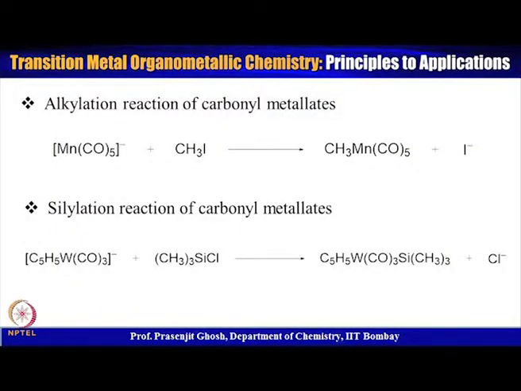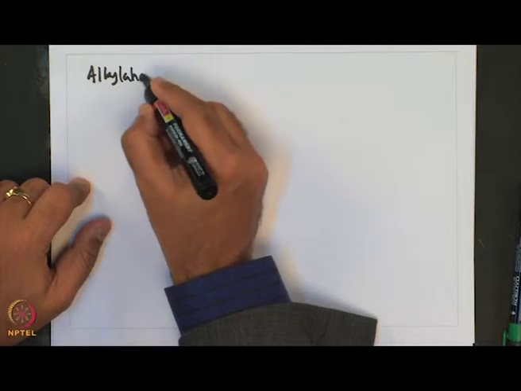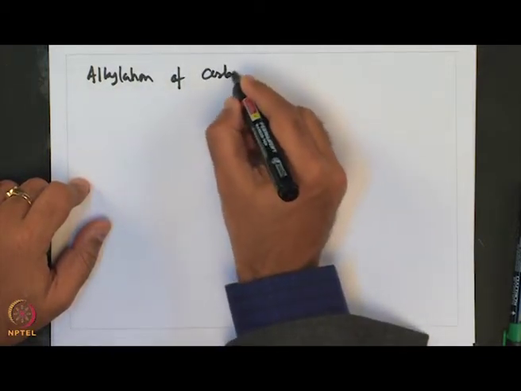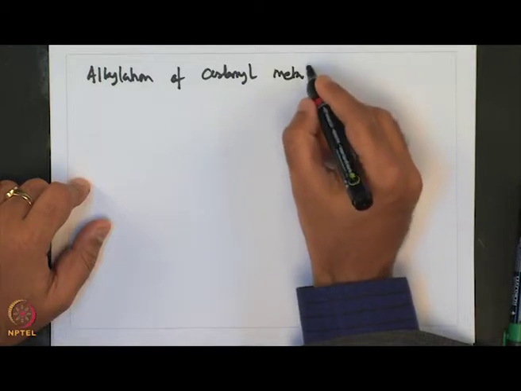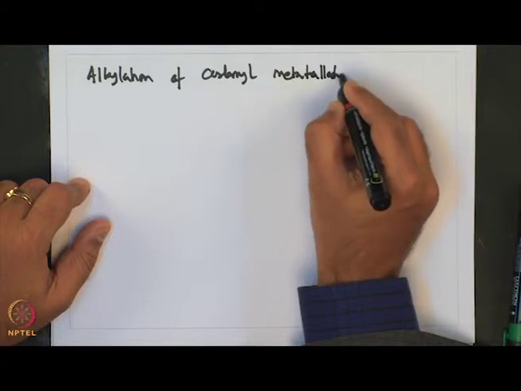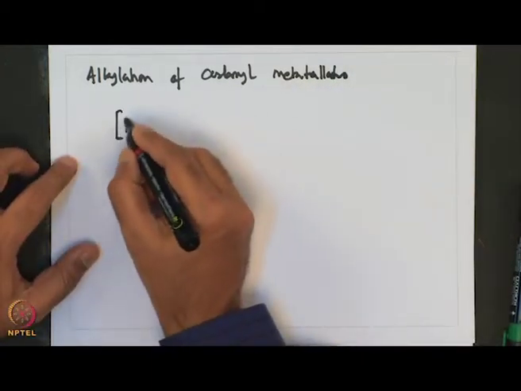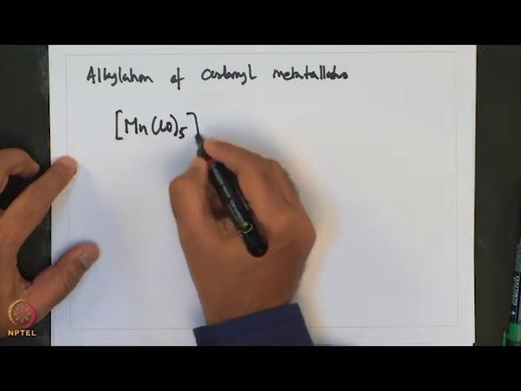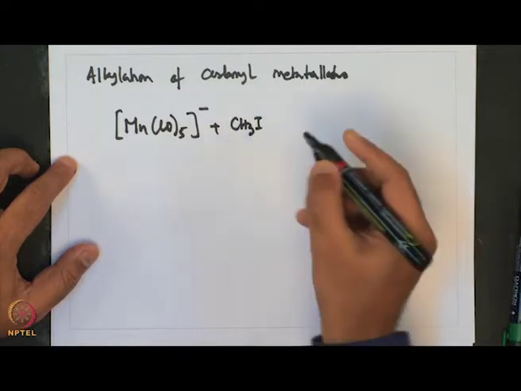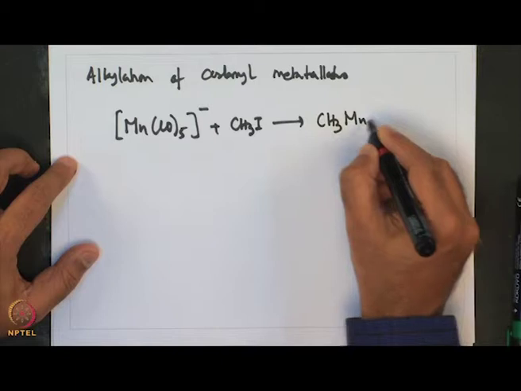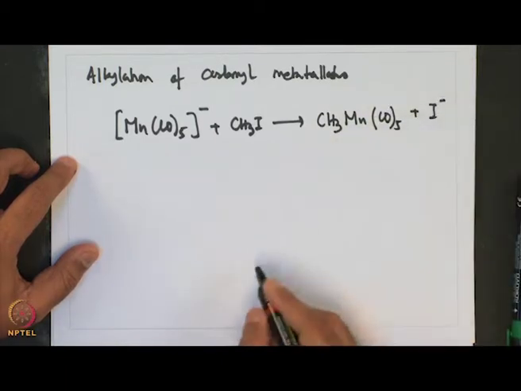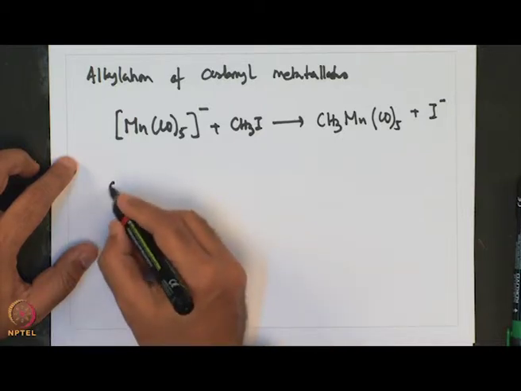Now, having looked at the properties, let us look at some of the reactivity studies, the alkylation reaction of carbonyl metallates, for example, Mn(CO)5 minus plus CH3I giving CH3Mn(CO)5 plus I minus. And another example is silylation of carbonyl metallates.